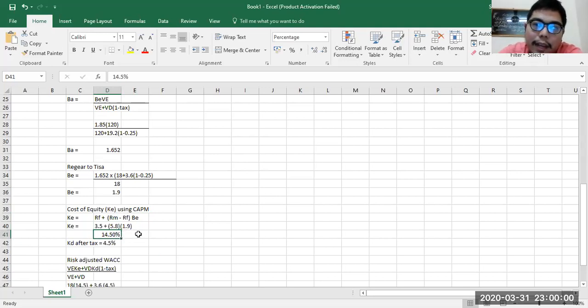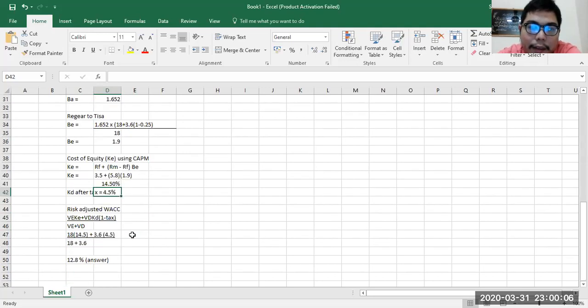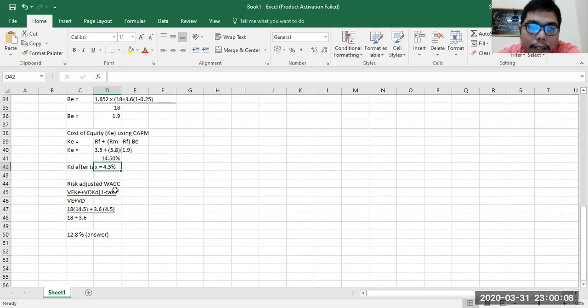To calculate the weighted average cost of capital, you need KD. KD after tax, they already gave you 4.5%. So you just calculate the risk adjusted WACC: VE times KE plus VD times KD after tax, over VE plus VD. You just put in the figures: 18 times 14.5 plus 3.6 times 4.5, over 18 plus 3.6. So you will get the answer 12.8. That is the answer.